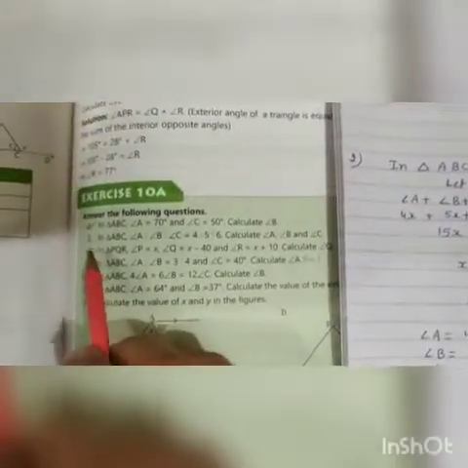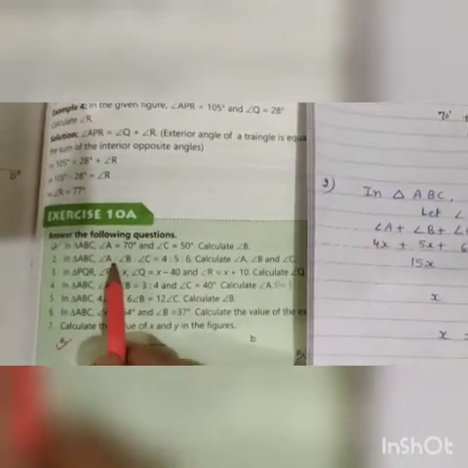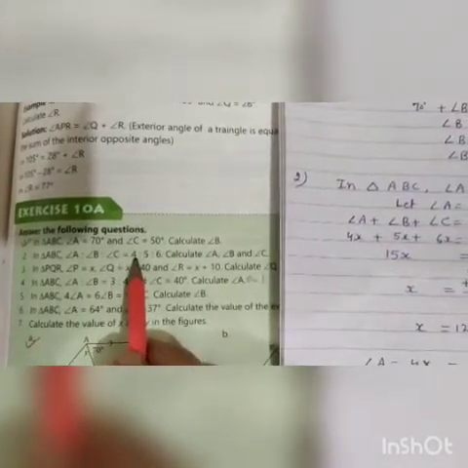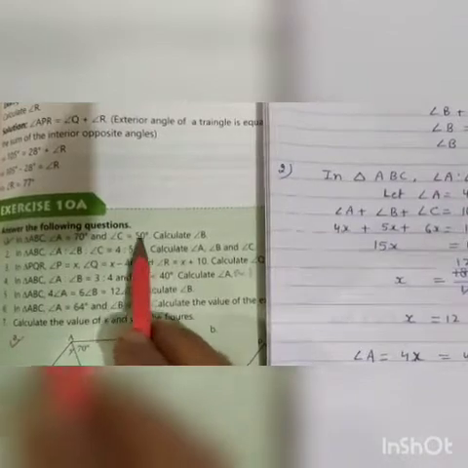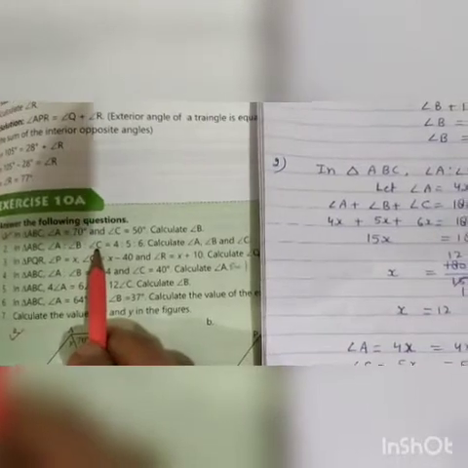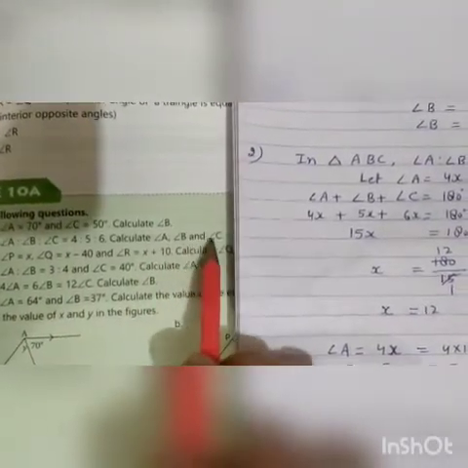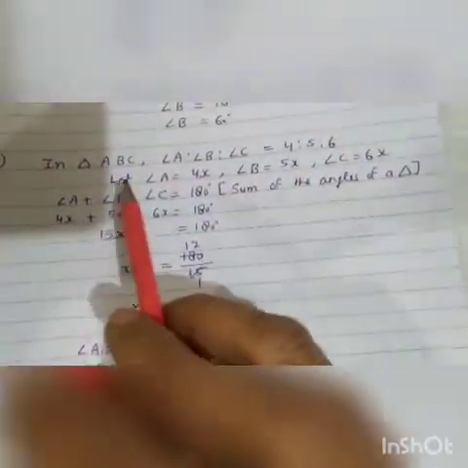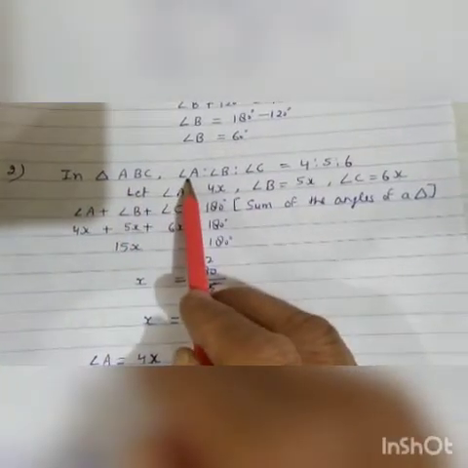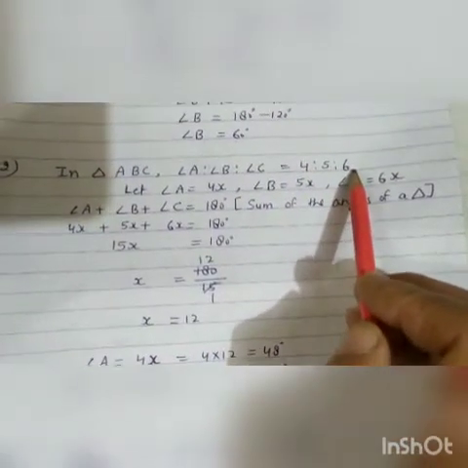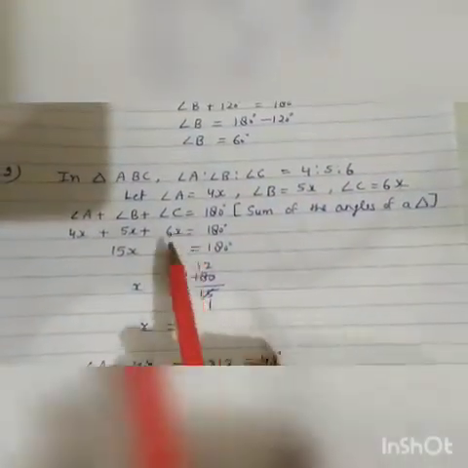Now come to question number 2. In triangle ABC, angle A ratio angle B ratio angle C is equal to 4:5:6. We are given the ratio of the three angles. Calculate angle A, angle B and angle C. We have to find the measurement of these angles. So how will we solve it? In triangle ABC, angle A ratio angle B ratio angle C equals 4:5:6.